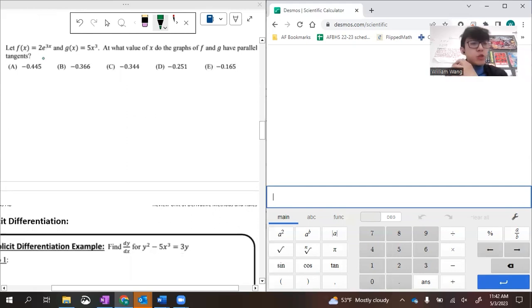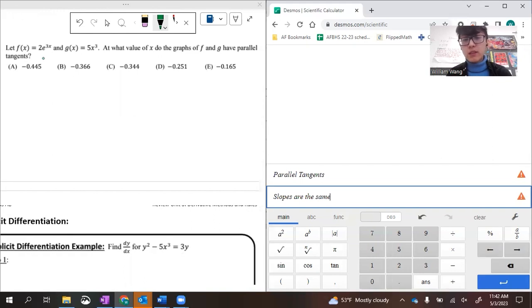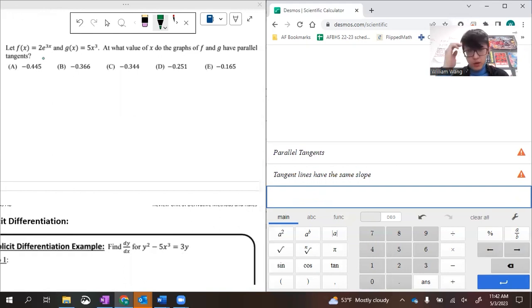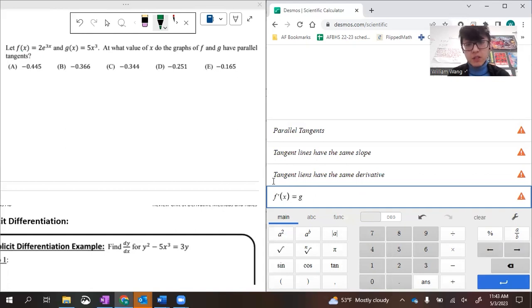Okay. Let f of x equals 2e to the 3x and g of x equals 5x cubed. At what value of x do the graphs of f and g have parallel tangents? Well, if they have parallel tangents, that means their slopes are the same. Right? The tangent lines have the same slope because they're parallel, by definition. Which means the tangent lines have the same derivative. Which means the derivative of f of x should equal the derivative of g.